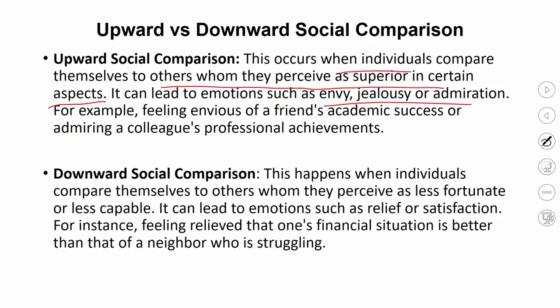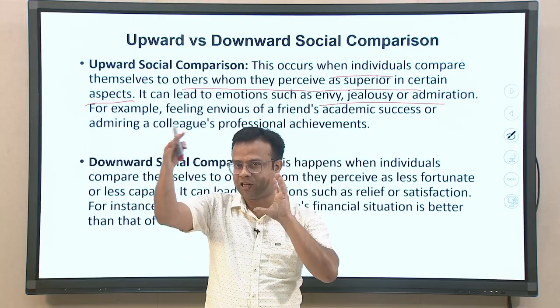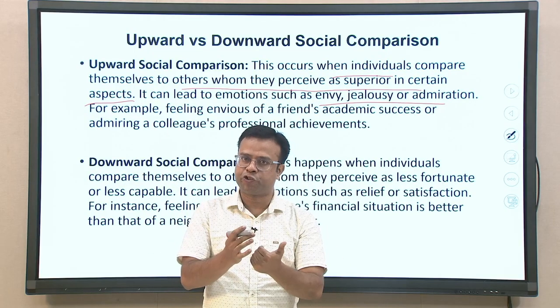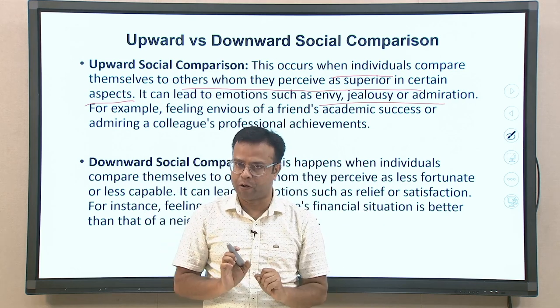For example, one can feel envy of the academic success of a friend, or you can admire a colleague's professional achievement, depending on how you judge that person. So, within the upward social comparison, positive and negative emotions can both happen.